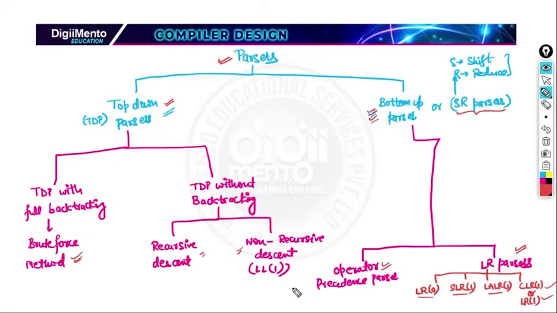Clear? Now, one thing you should note down here is that the operator precedence parser is the only parser which can parse ambiguous grammar. It can take ambiguous grammars. This is the only parser which can parse ambiguous grammars. Clear? So this is a very, very important point. Okay, now let's proceed.